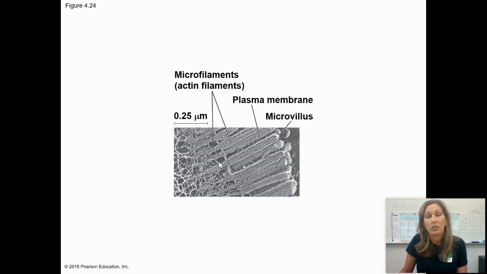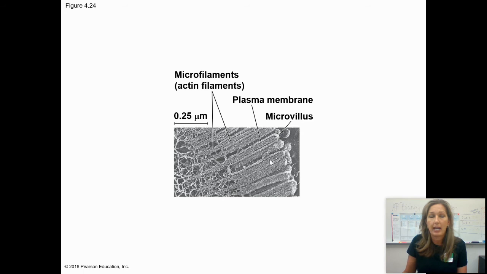Now, I can have additional folds that do exist in the cell membrane and the plasma membrane. This is where I get villi and microvilli to increase surface area. Because again, the more surface area I have, the more efficient that particular cell is at taking in nutrients or getting rid of waste.